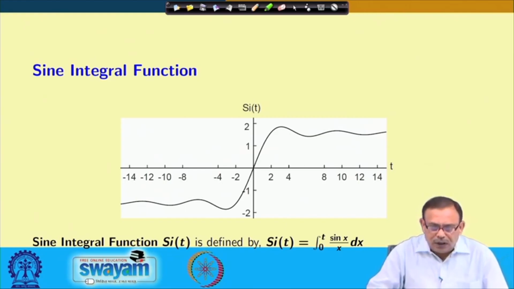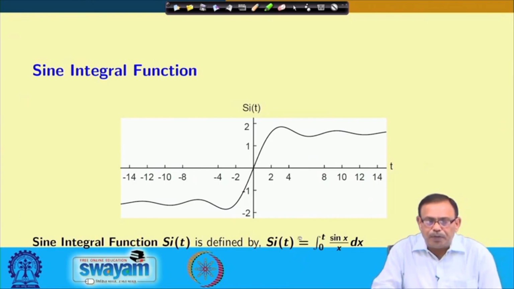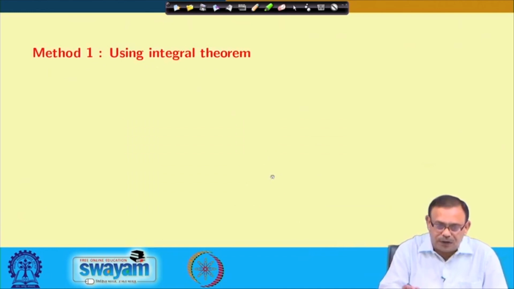The sine integral function is defined, and we denote it as Si(t), which equals the integral from 0 to t of sin x by x dx. The graph of the sine integral function is also given over there in the upper half here. If you see here, the graph is given.